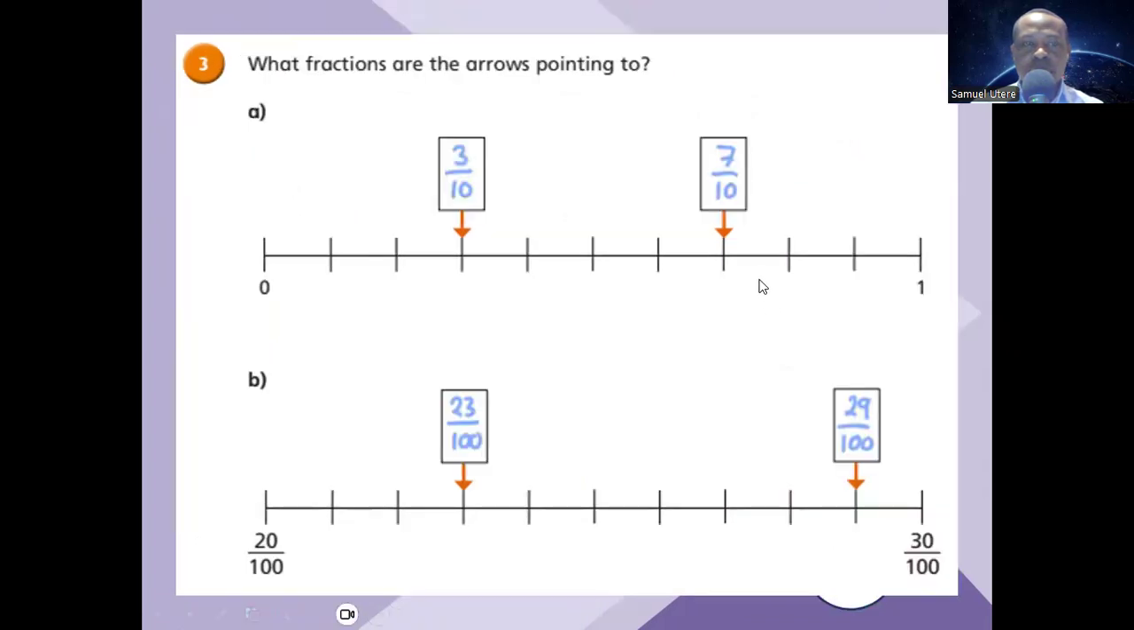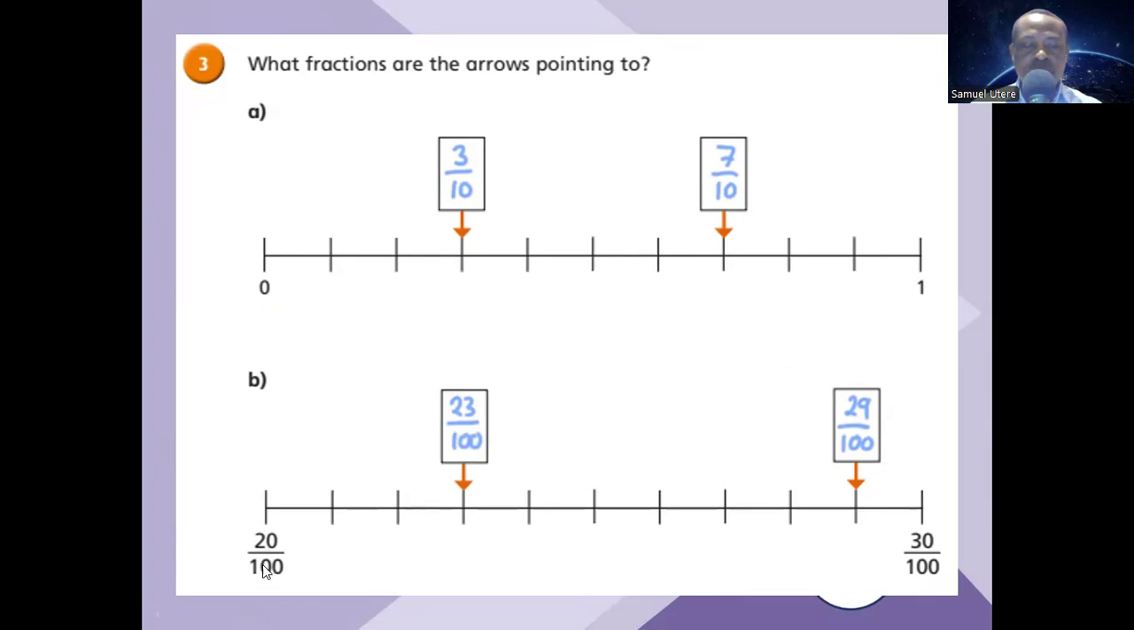Assuming you've paused the video and answered the question, here are the answers for question 3A and B. Here you were asked what fractions the arrows are pointing to. Okay, so we know between 0 and 1 we have 10 intervals. So if we divide 1 by 10, it means each interval is 1/10. So that should tell us why this is 3/10 and this is 7/10.